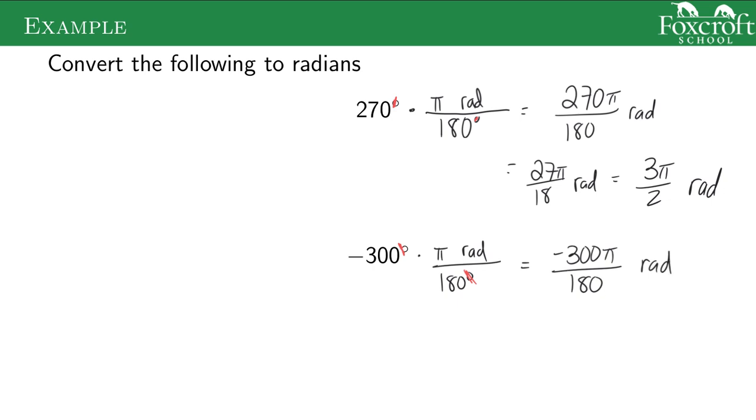And again, now it's just simplifying this fraction. Negative 30 pi over 18. And let's see, both those are divisible by 6, so negative 5 pi over 3 radians. So negative 300 degrees is the same as negative 5 pi over 3 radians. So you can see with our radians, a lot of times we're going to have fractions, and we're almost always going to have our pi as well.